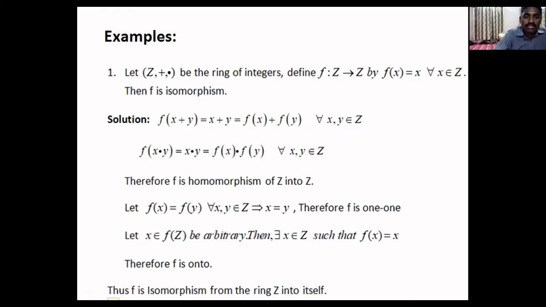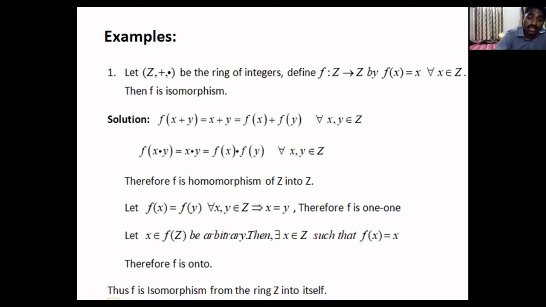Examples. Let Z, plus, dot be the ring of integers. Now define f from Z to Z by f of x equal to x for all x belonging to Z. Then show that f is an isomorphism. Solution. First you have to prove that f is a homomorphism, f is 1-1 and f is onto. If any one of the conditions is not satisfied, it means f is not an isomorphism.